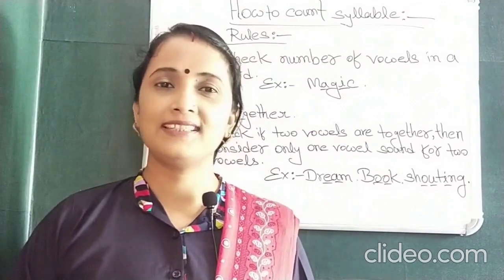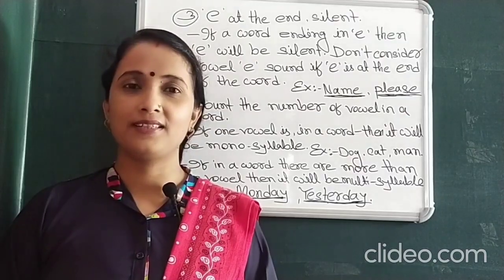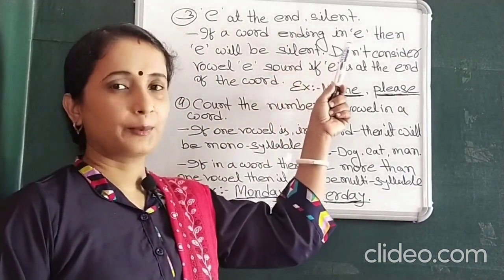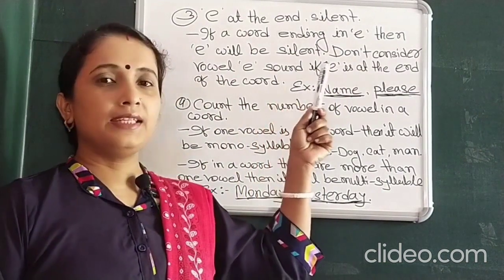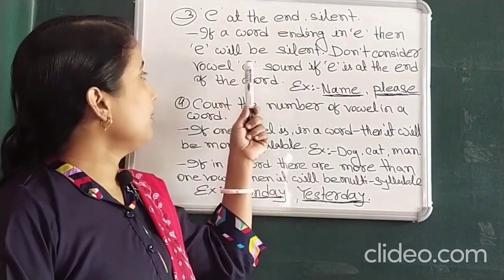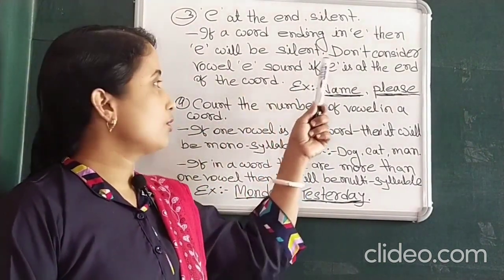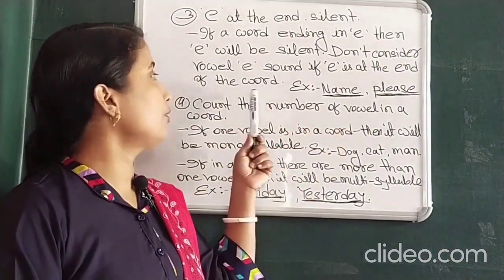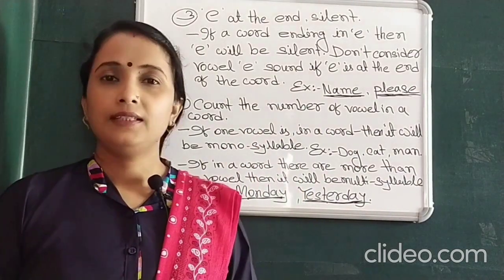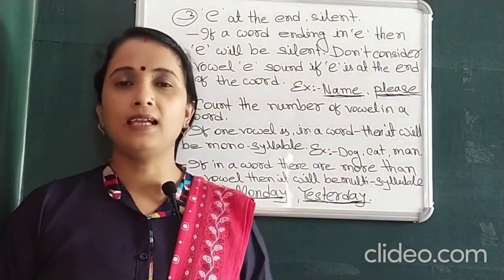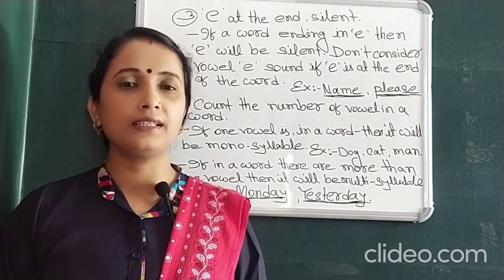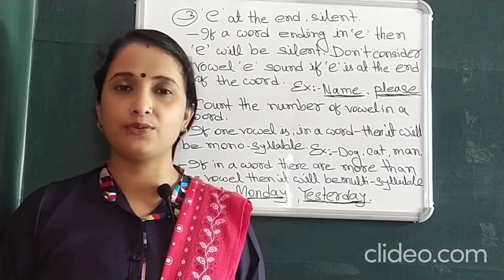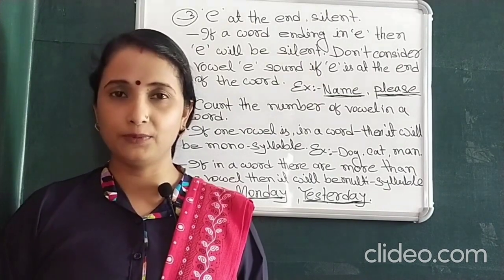Okay, let's see the third rule. The third rule is E at the end silent. If a word ends in E, then E will be silent. Don't consider vowel E sound if E is at the end of the word. E at the end will be silent. We can't consider vowel E sounds if E is at the end of the word.